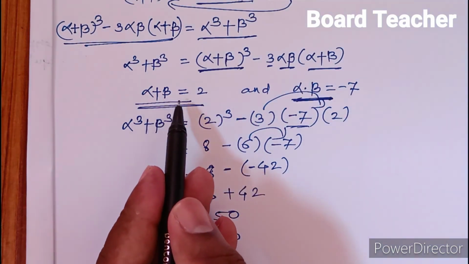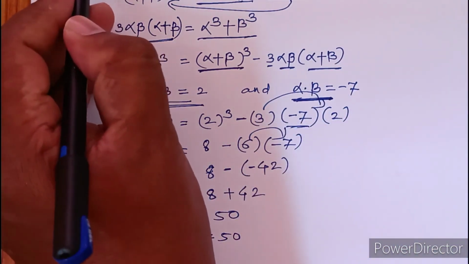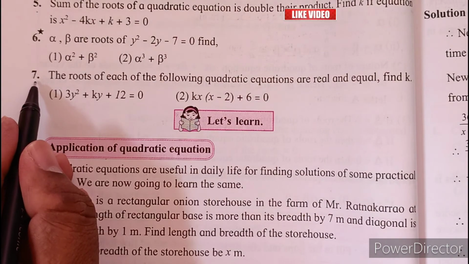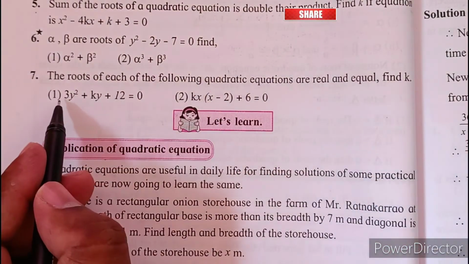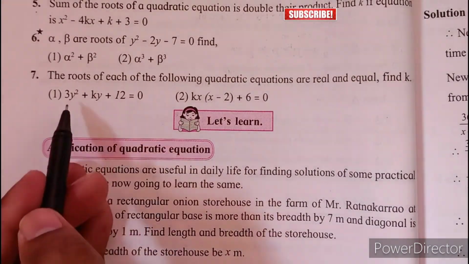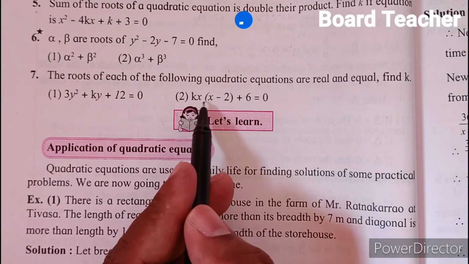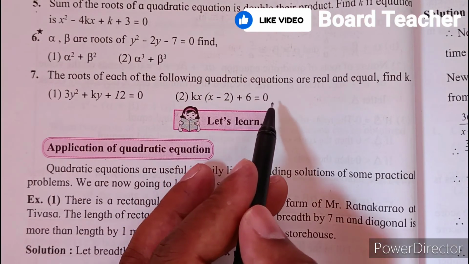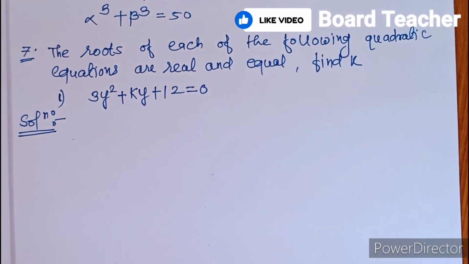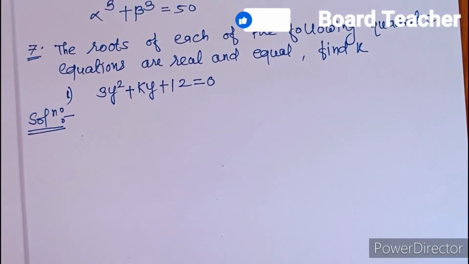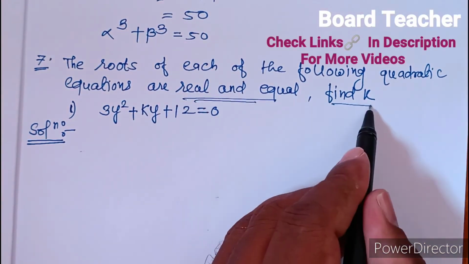The values of alpha plus beta and alpha dot beta were calculated in the previous sub question. Coming to the next question, question number 7: the roots of each of the following quadratic equations are real and equal. Find k. The sub questions are 3y square plus ky plus 12 equals 0, and kx into x minus 2 plus 6 equals 0. The given condition is that the roots are real and equal, and we have to find the value of k.